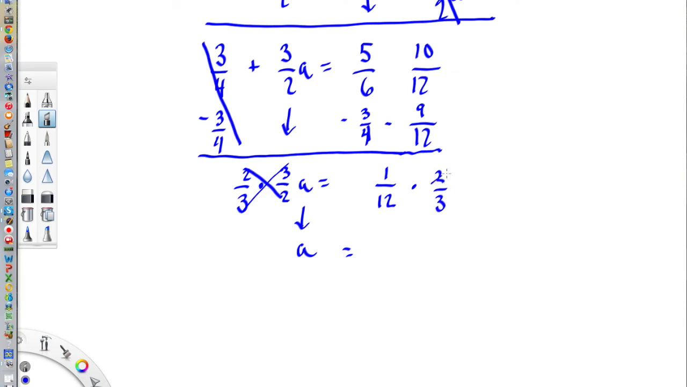And when I do that, I can simplify. First of all, 2 goes into 2 one time, and 2 goes into 12 six times. When I multiply through, I'm going to get 1/18. There's another happy, healthy patient.